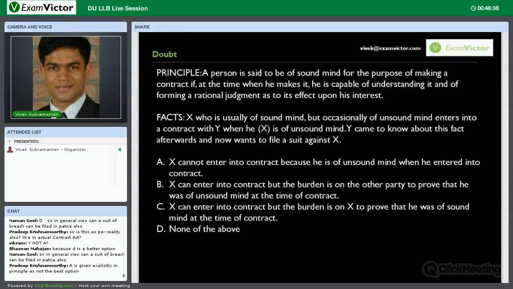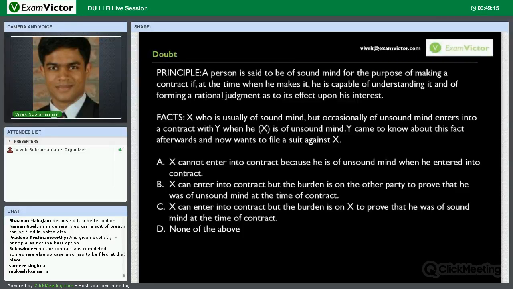Why it is needed? Because the contract act says only a person having sound mind is capable of entering into a contract. So therefore, we need to know as to who is to be treated as of sound mind, and this principle says that for a person to be treated to be of sound mind, he should be capable of understanding the contract. That is the first requirement. He should be capable of understanding the contract. Secondly, he should be capable of forming a rational judgment as to the effect of the contract upon his interests.